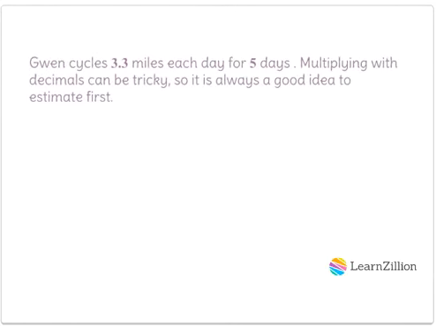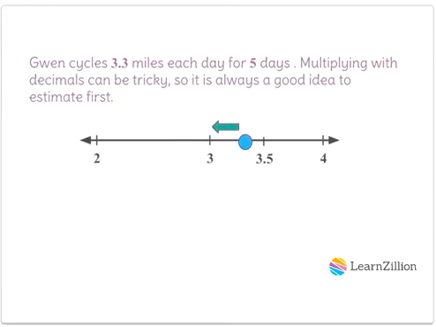Gwen cycles 3.3 miles each day for 5 days. Multiplying with decimals can be tricky, so it's always a good idea to estimate first. 3 3/10 is located between the whole numbers 3 and 4. It is closer to 3 than it is to 4, so let's round it to 3.